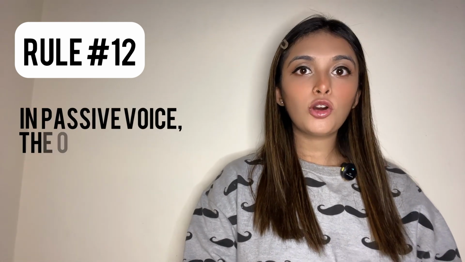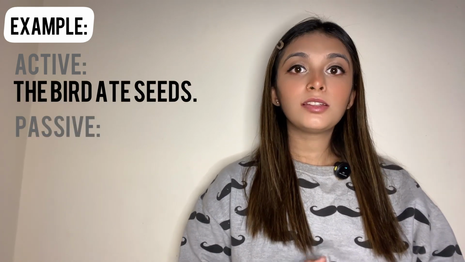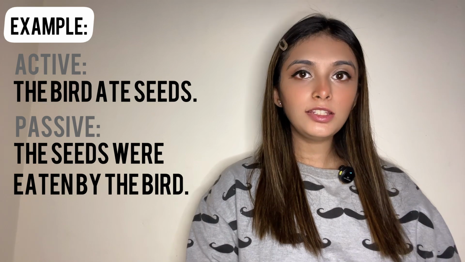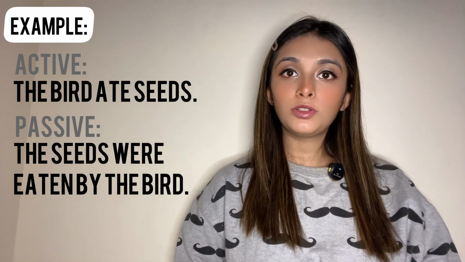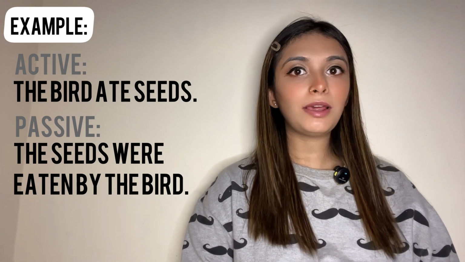Rule number 12. In passive voice, the object becomes the subject. Example, active, the bird ate seeds. Passive, the seeds were eaten by the bird. Notice how the focus shifts to seeds in the passive version.